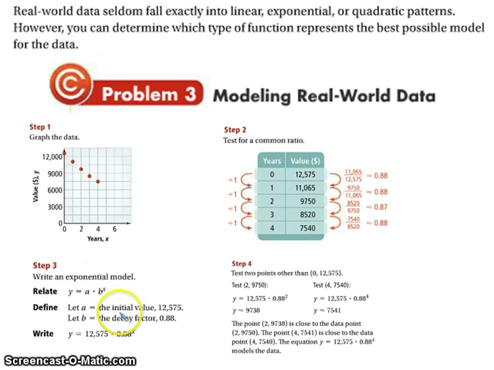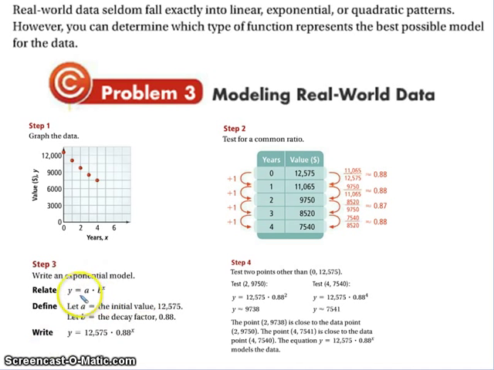So I know that y is equal to a times b to the power of x. A is the initial value, 12,575. B would be the decay factor, how much it's depreciating each time. So here's what we get: y is equal to 12,575 times 0.88 to the power of x.